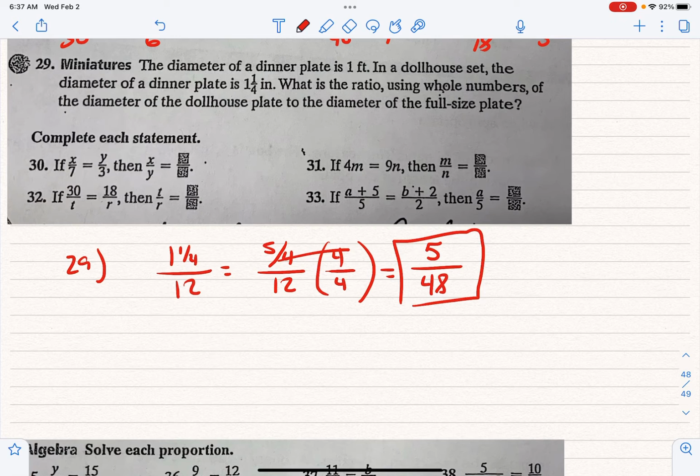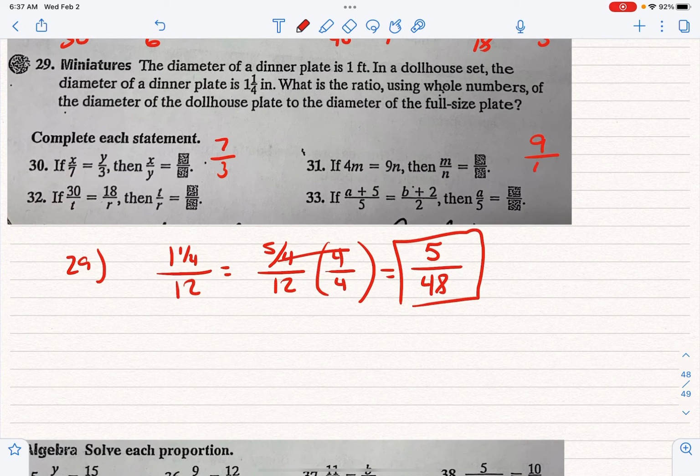All right, 30 to 33, again, same old thing. Do you understand the laws and rules of proportions? It says if x is to 7 the same way y is to 3, then x is to y the same way 7 is to 3. 31. If 4m is equal to 9n, then m over n is equal to 9 over 4. And I know that because all I have to do is think about cross multiplying. And here, the 4 would be multiplied times the m, and then 9 is times the n.